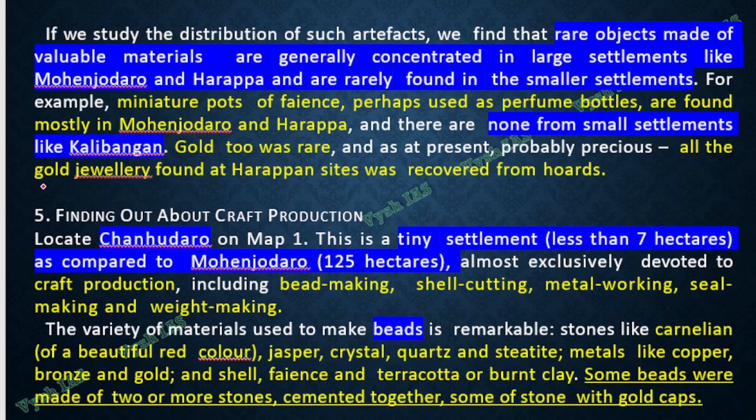Whatever gold jewelry we have found is recovered only from the hoards. Meaning people kept it safe. It's not like they were using it very openly. It was all stored in hoards. In large settlements like Mohenjo-daro and Harappa, you find a lot more valuable materials than in the smaller settlements. That is again kind of common sense.